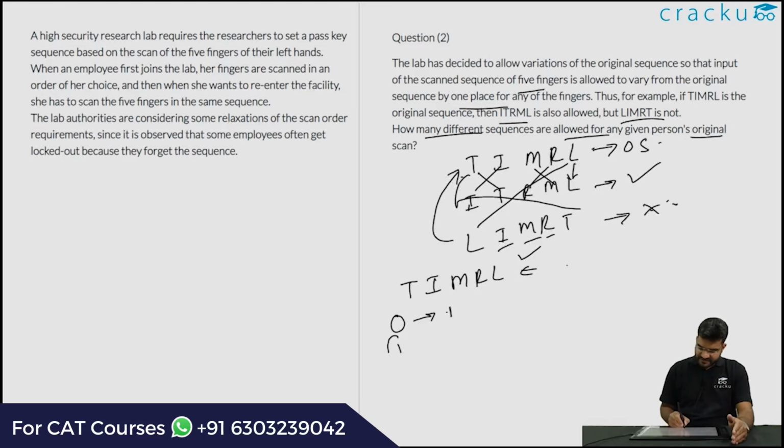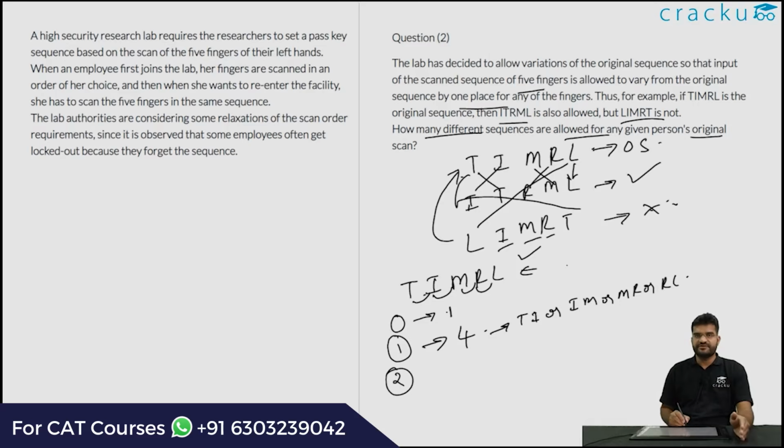Now the number of ways in which exactly one pair of keys are interchanged will be, you can select the pairs which are interchanged in either 1, 2, 3 or 4 ways. So it can be either TI or IM or MR or RL. So there are 4 ways in which one pair of keys can be interchanged. Notice that the pairs which are being interchanged have to be consecutive. Now let us calculate the number of ways in which exactly 2 pairs of keys are interchanged.